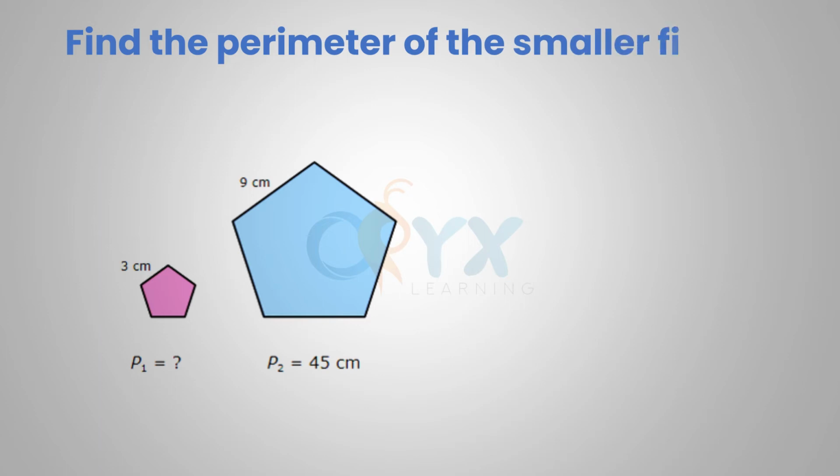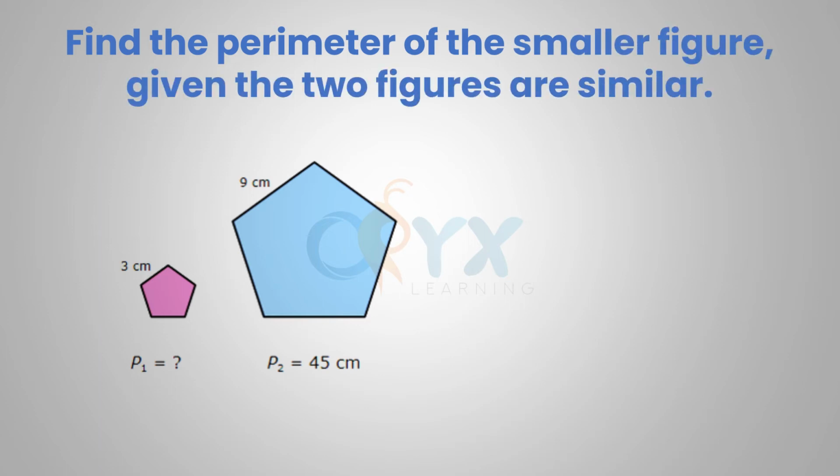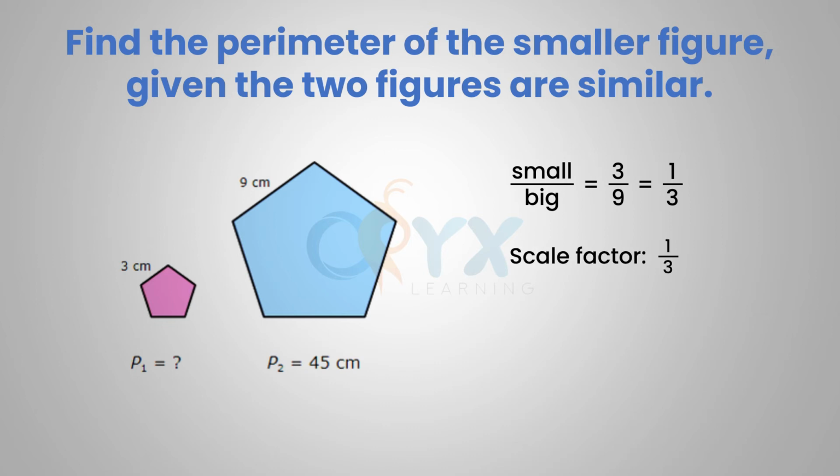Find the perimeter of the smaller figure given the two figures are similar. As we can see, the perimeter of the larger figure is given as 45 centimeters. First, we must find the scale factor. Comparing the smaller figure to the bigger figure, we can compare the sides given as 3 over 9. 3 over 9 reduces to 1/3. So the scale factor is 1/3. If I multiply the perimeter of the larger figure by the scale factor, 45 times 1/3 equals 15. So the perimeter of the smaller figure is 15 centimeters.